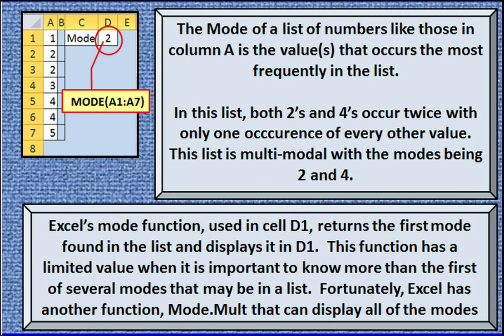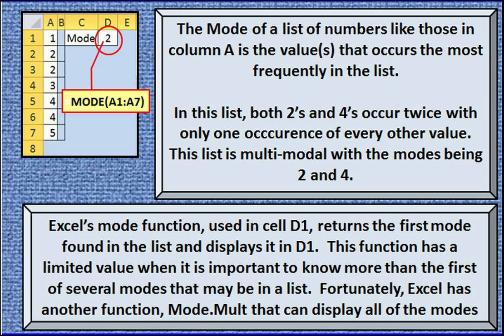The mode of a list of numbers, like those in this Excel spreadsheet in column A, is the value that occurs the most frequently in the list. In this list, both 2s and 4s occur twice, with only one occurrence of every other value. This list is multimodal, with the modes being 2 and 4.